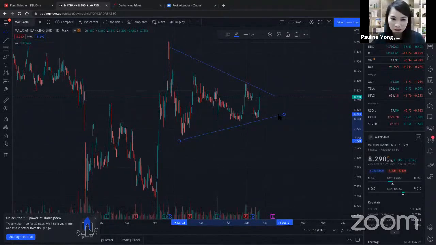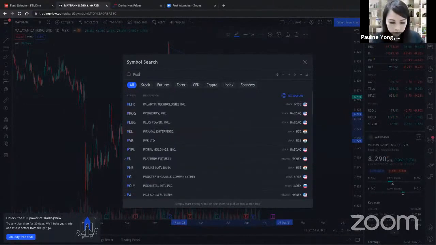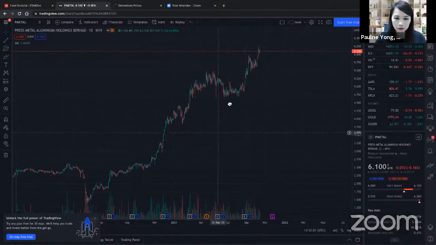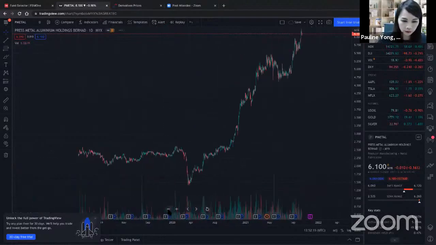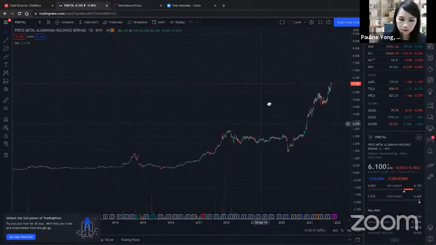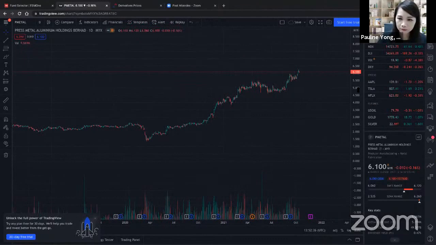Okay, I'll try to do as many as possible. Press Metal, P Metal. So here we are looking at a bullish trend. Probably I need to zoom out first, because I want to see the big picture first. Okay, zoom, zoom, zoom. So here is a horizontal trend, and I can start from here.